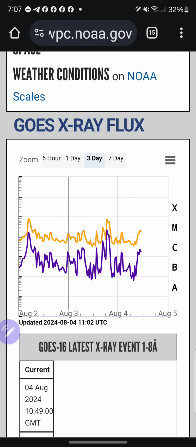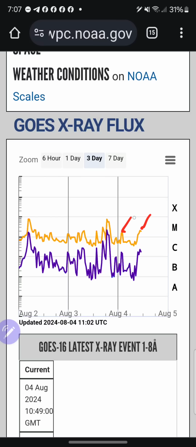So now let's look at the GOES X-ray flux. Now this has to do directly with charged particles that are coming from the sun. Charged particles, ionized particles. So here we go. We're just looking at 3 days. In 3 days, look at what we have already experienced in the last 3 days. And this is going current right now.